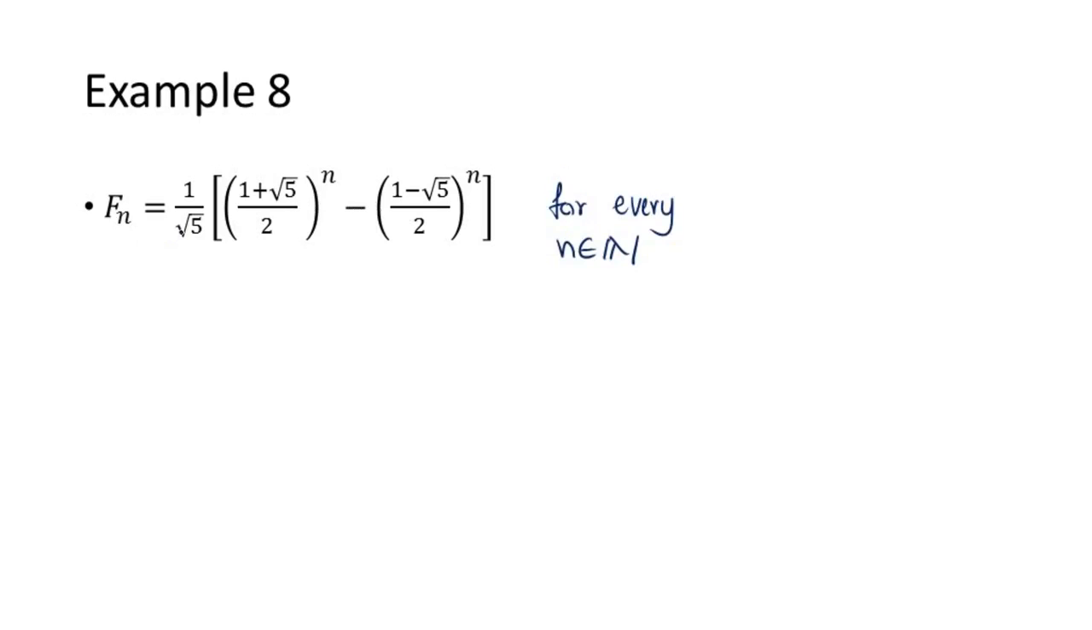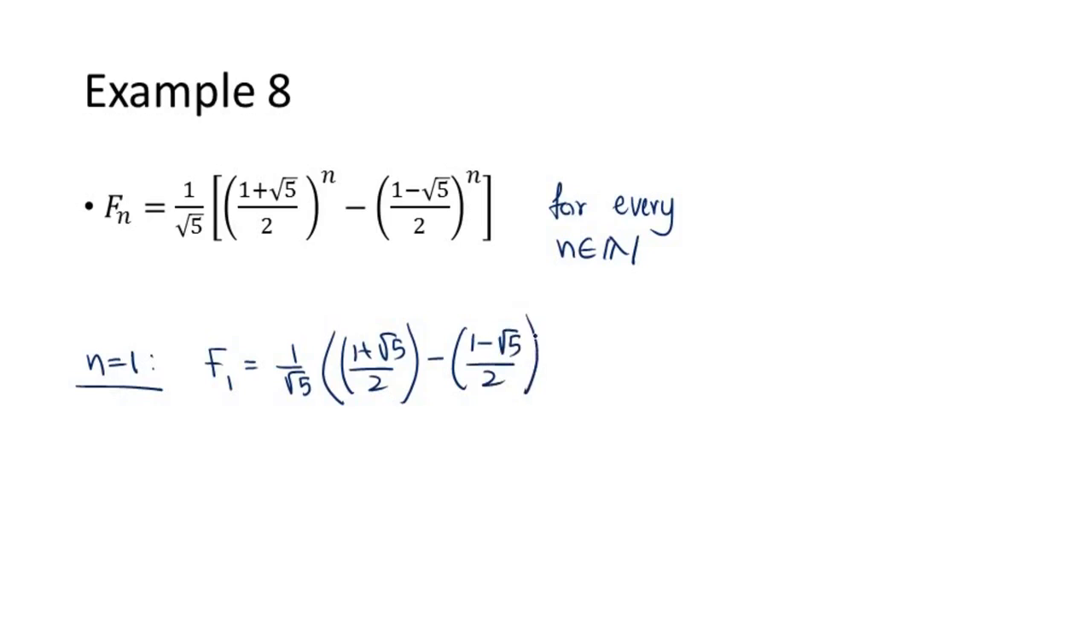If we wish to prove this using the principle of induction, we would try to first prove this for n equals 1. In this case, F1 is equal to 1 over square root 5 times (1 plus square root 5 over 2) minus (1 minus square root 5 over 2), which is equal to 1.